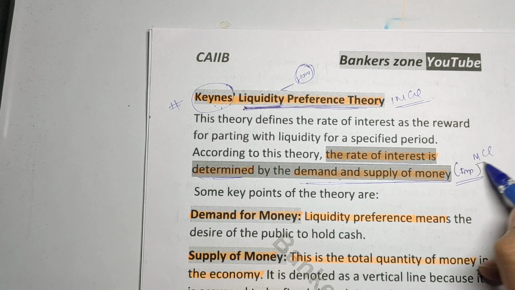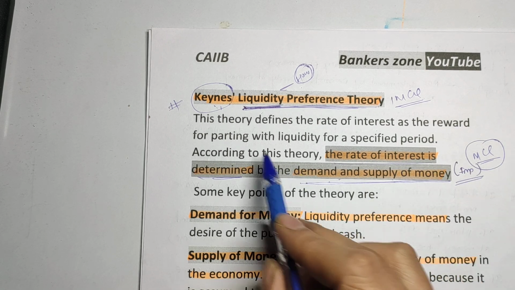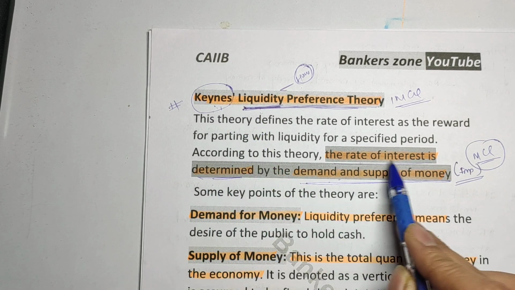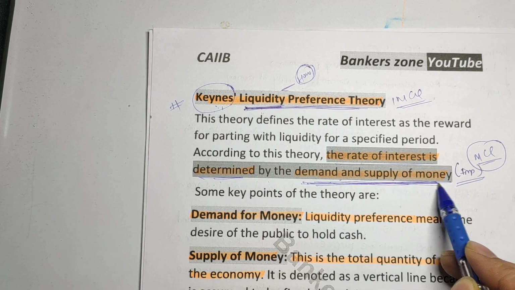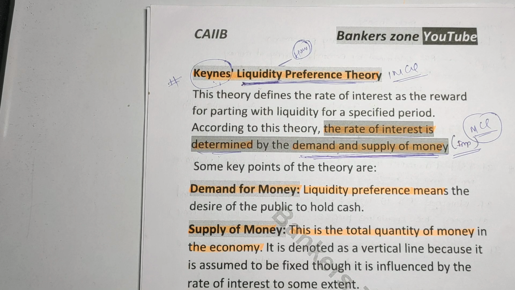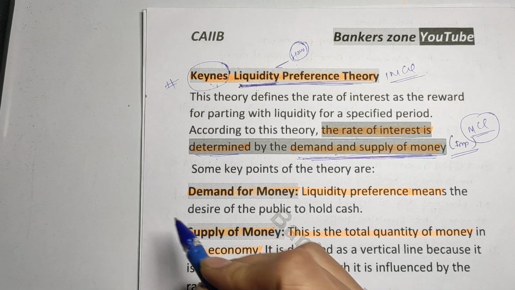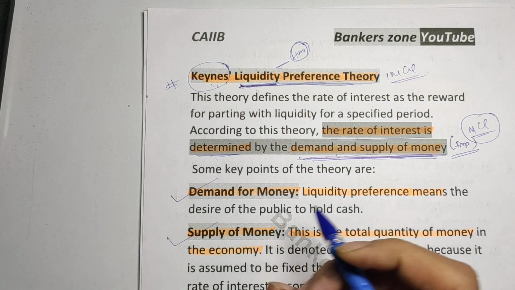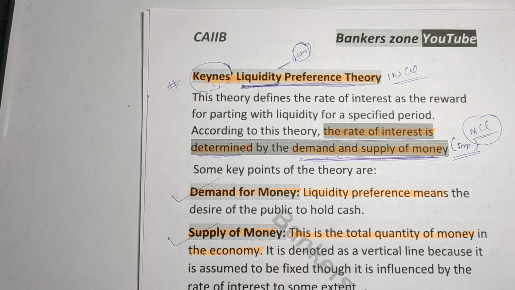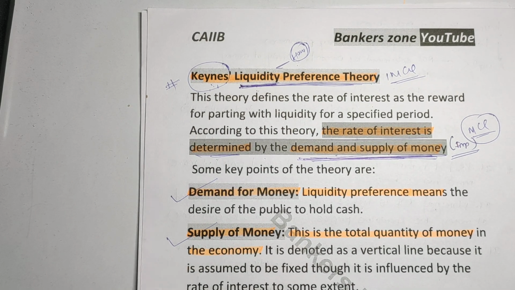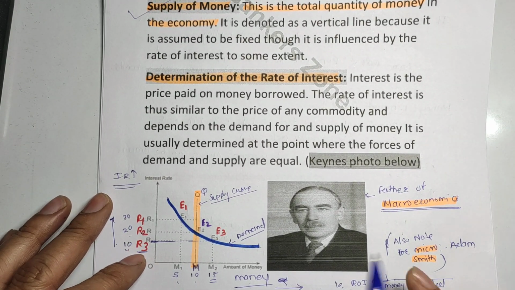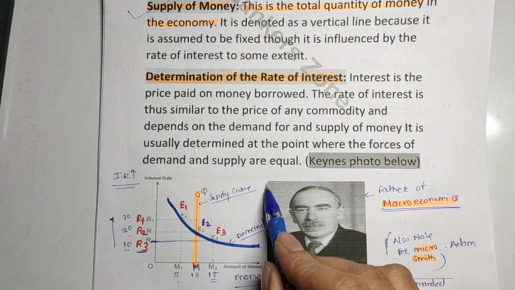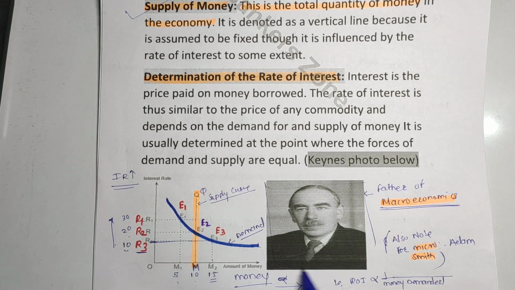See friends, one MCQ is here. According to Keynes theory, the rate of interest is determined by supply and demand of money. What is demand for money? That we all know. What is supply of money? That we have already learned in the second unit. Now see, you can see here a photo of Keynes. Why am I showing you the photo? Because a pictorial representation helps, you can easily remember in the form of a picture.